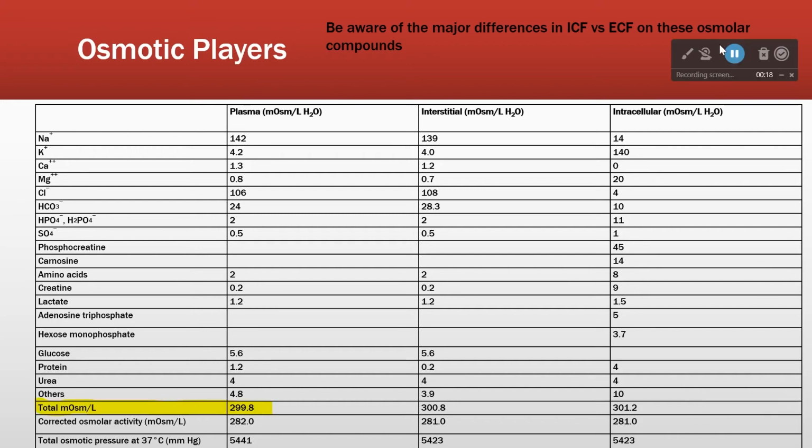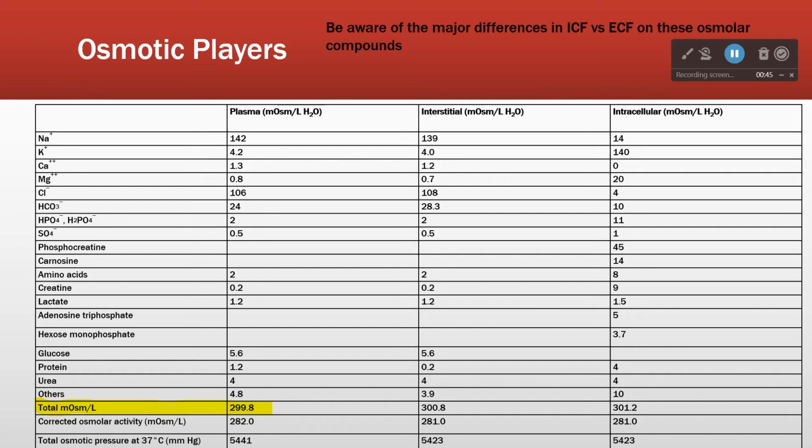okay? I've highlighted one little bit down there, and that is that the normal osmolarity of the plasma is right around 300, okay? That's a value worth putting in your pocket, so to speak, because when you are asked about osmolarity, that is the assumed normal.